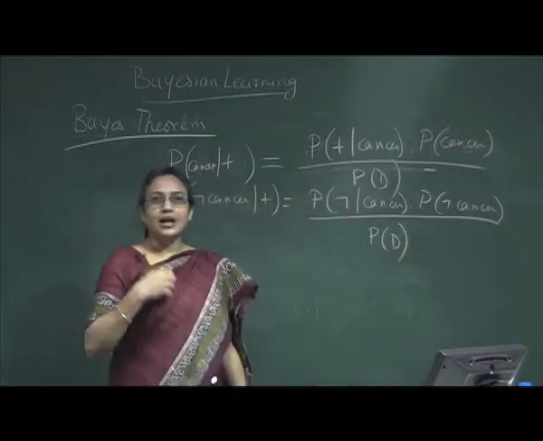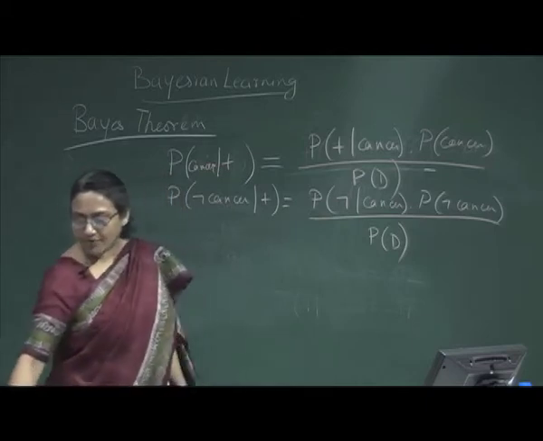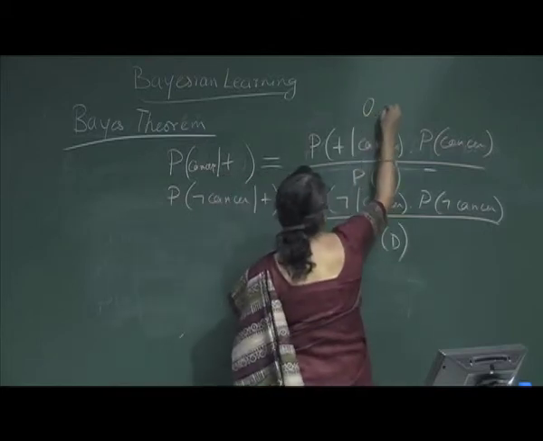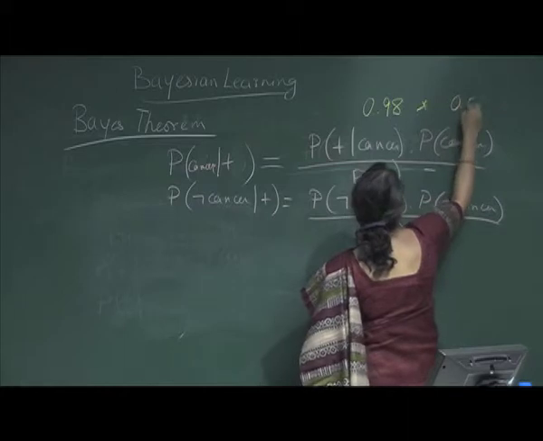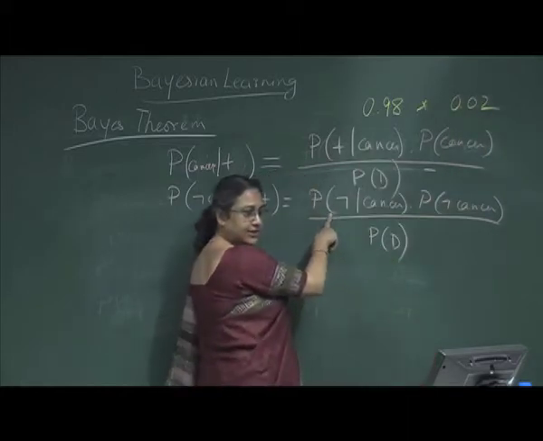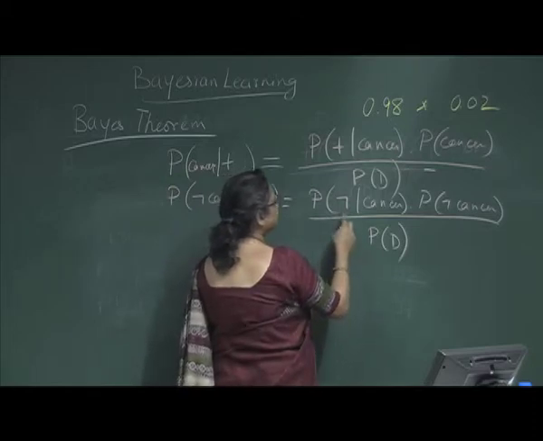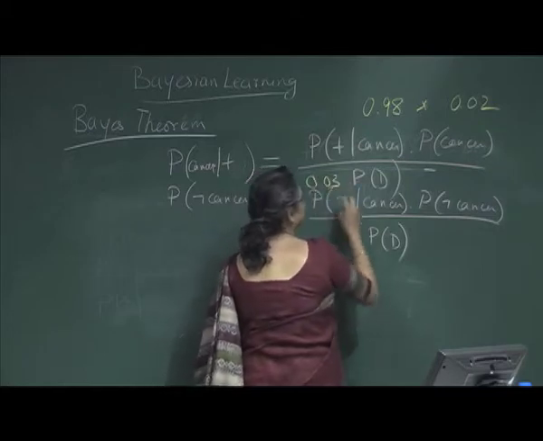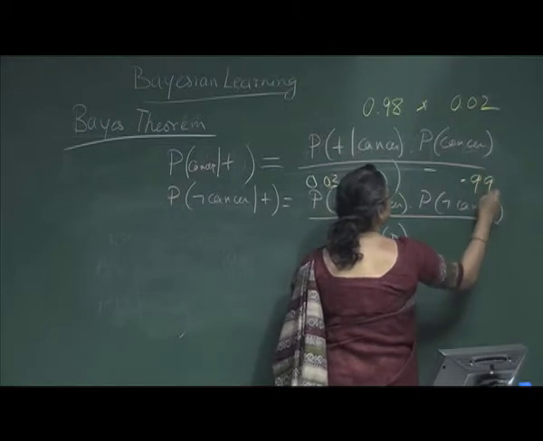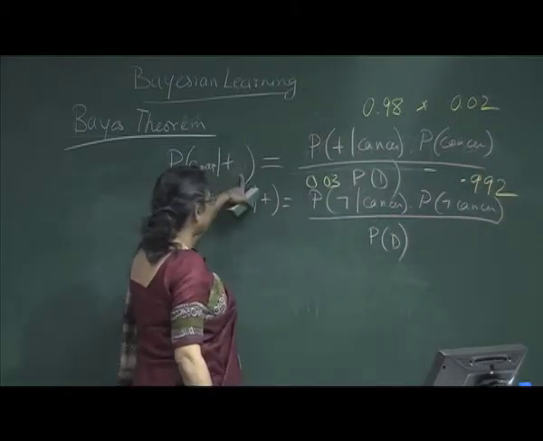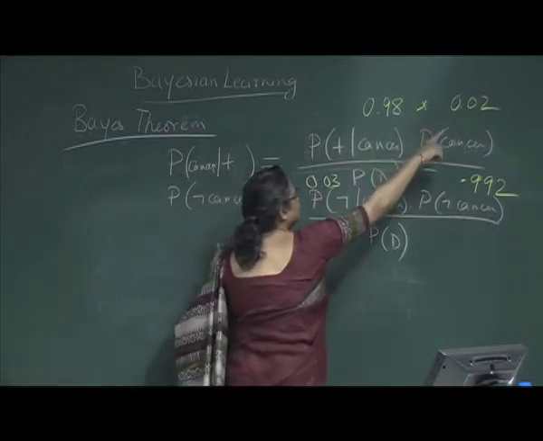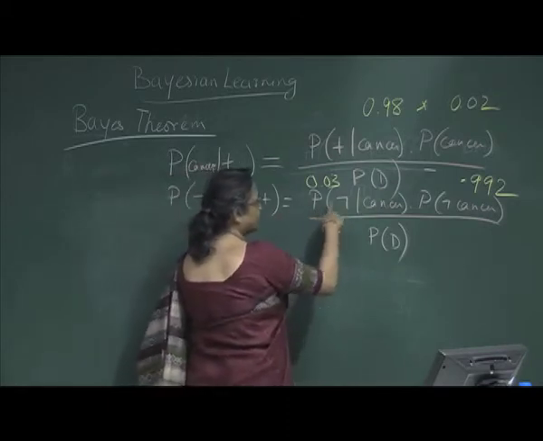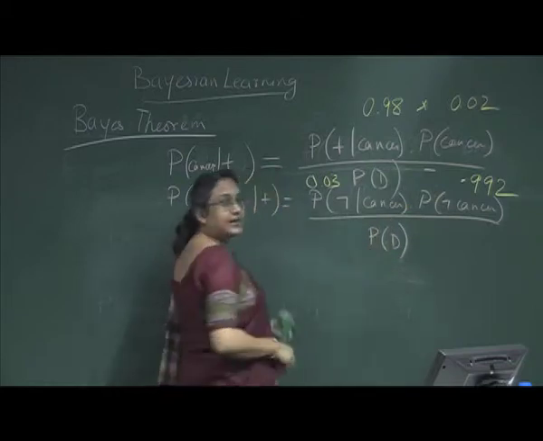And now, you can put the values here. What is probability of plus given cancer? It is 0.98, and probability of plus given not cancer is 0.03, times 0.992. So, probability of cancer given the test is positive is 0.98 into 0.008 divided by P(D). Probability of not cancer given the test is positive is 0.03 times 0.992 divided by P(D).